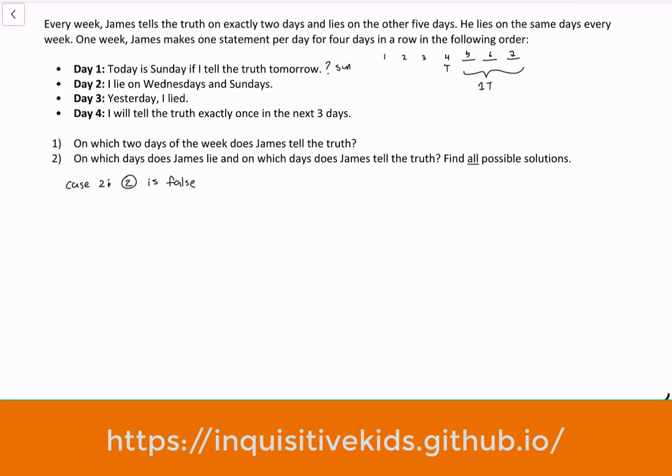Now let's move on to analyze case 2 more deeply, where we say that statement 2 is false. If statement 2 is false, then right away we know that statement 3 is true. Then what about statement 1? Well, day 2 is a lie, and day 1 says, today is Sunday if I tell the truth on day 2. But day 2 is a lie. So this makes day 1 vacuously true.